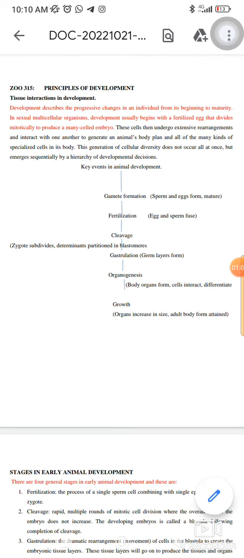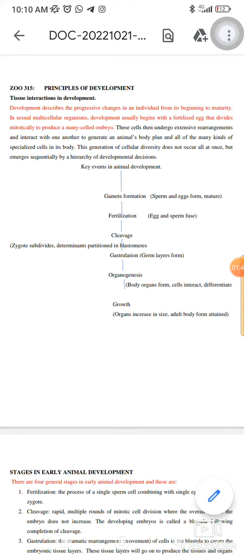I say that development describes the progressive changes in an individual from its beginning to maturity, that is, from fertilization of the egg by the sperm to maturity of such an individual or an animal. So, in sexual multicellular organisms, development usually begins with a fertilized egg that divides mitotically to produce a many-celled embryo. Of course, fertilization could either be asexual or sexual, depending on the animal.